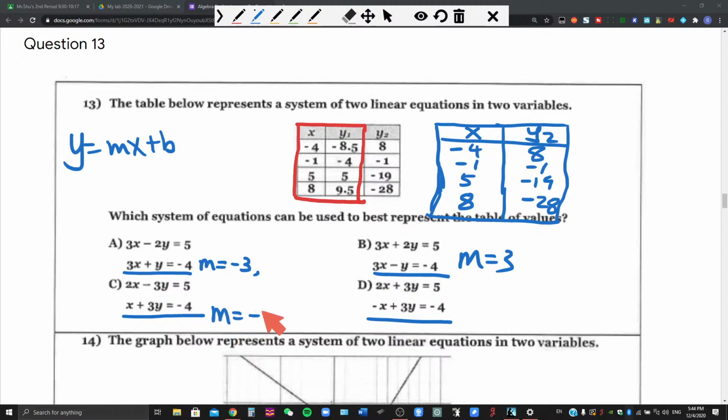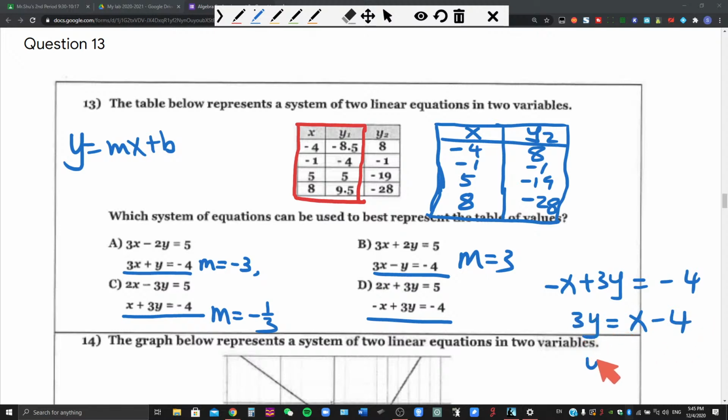M is negative 1/3. And lastly, we have D. Negative x plus 3y equals negative 4. And we move this negative x to the other side, this will become a positive x. 3y equals positive x, subtract 4. And divide by 3 on each side.